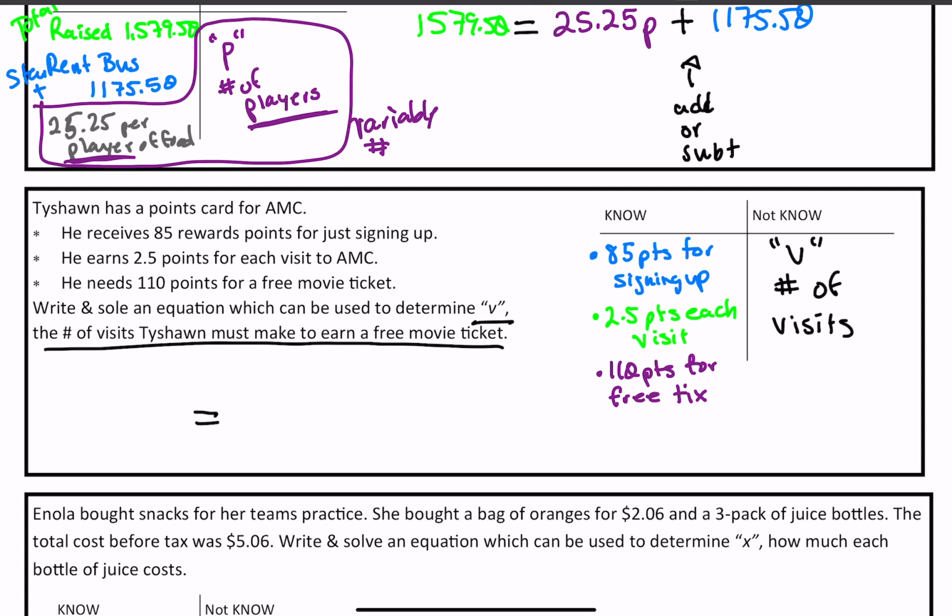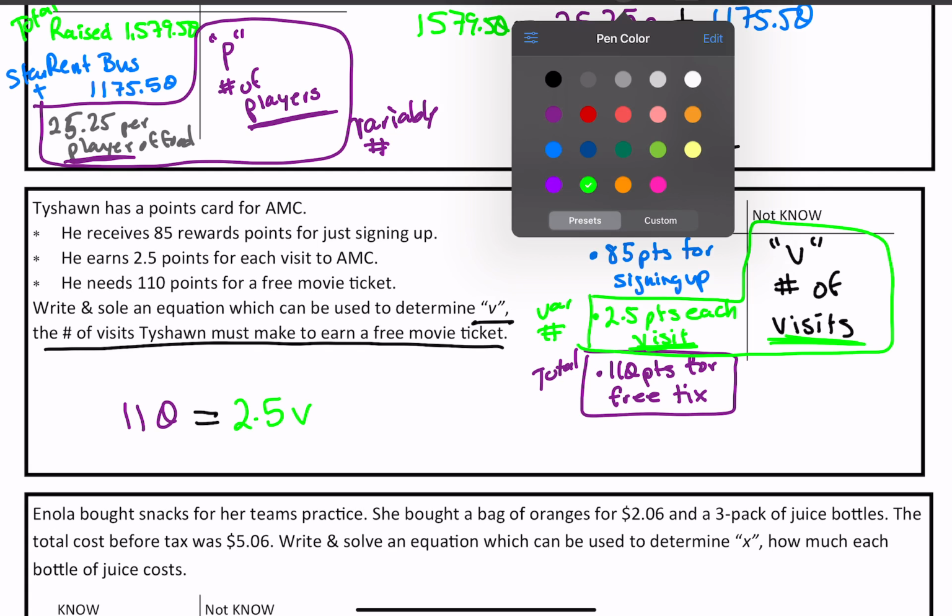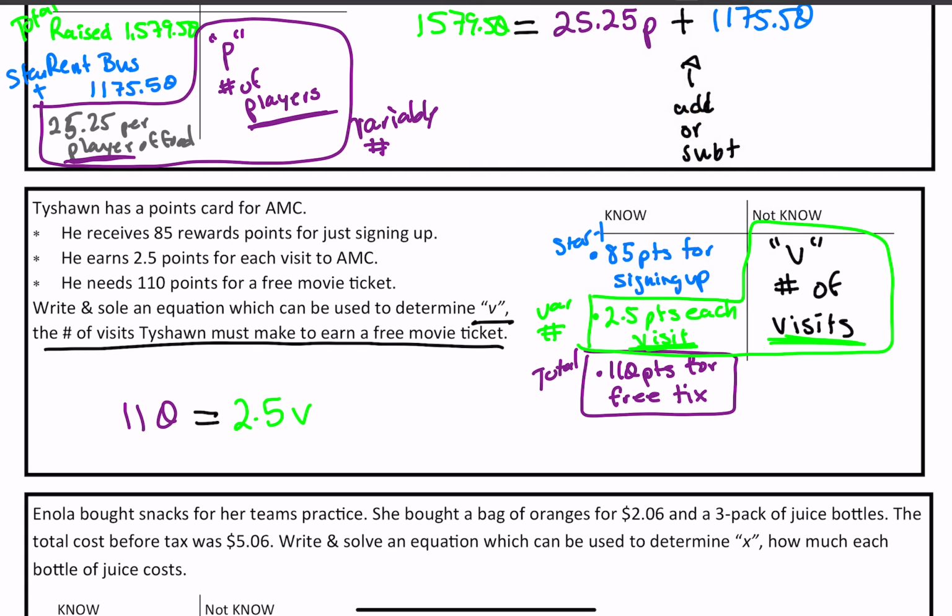So we're going to write our equation. And we always want to start with our total. So of what we have here, which one's our total? Well, we're trying to get to the free movie ticket, so 110 points is our total. Now you want to figure out which one's your variable number. Well, this talks about visits and this talks about visits, so that 2.5 has to be our variable number. And I'm abbreviating variable. So I've got 2.5V. That means this is our start, because you only can use each number once.